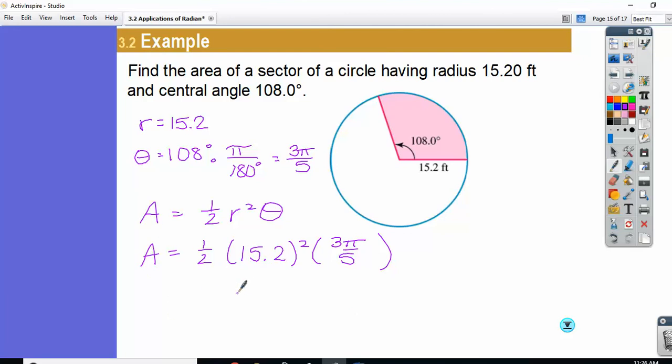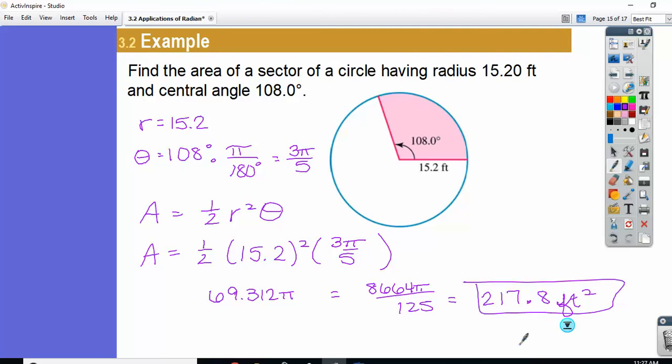Okay, lots of ways you could write your answer. If you don't put the pi in, you get 69.312 pi. Or you could say 8,664 pi over 125. Or if you do go ahead and multiply out the pi, how many significant digits did we have in the problem? 4. So if I wanted to give it 4 significant digits, I would say 217.8. What kind of units do you use for area? Square. So 217.8 square feet.